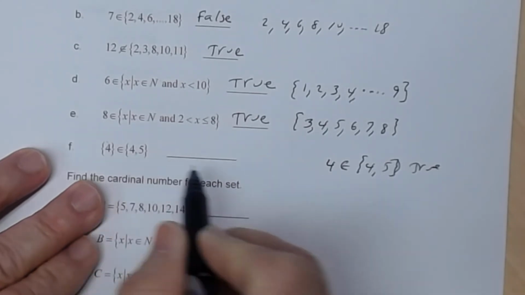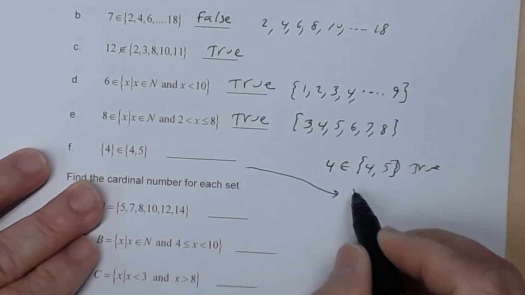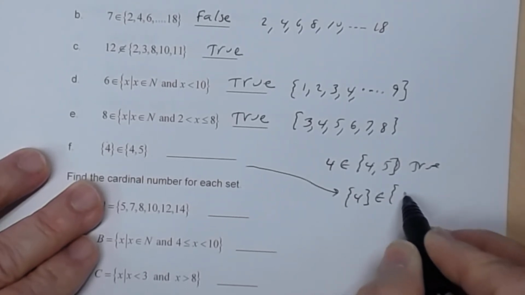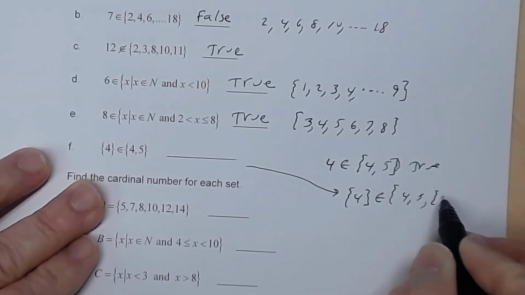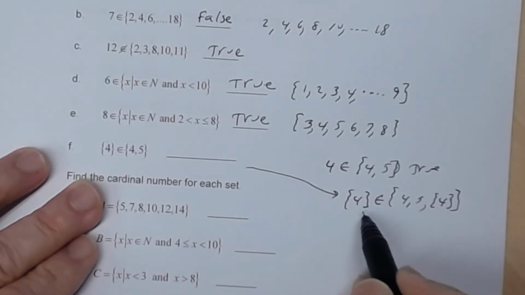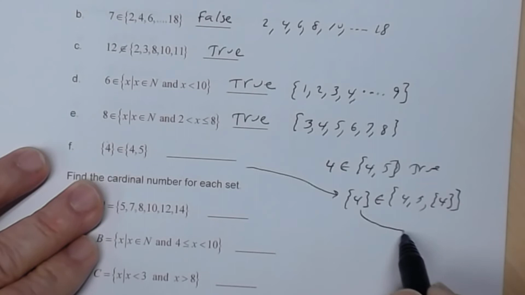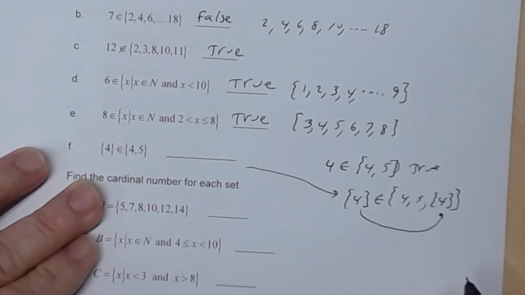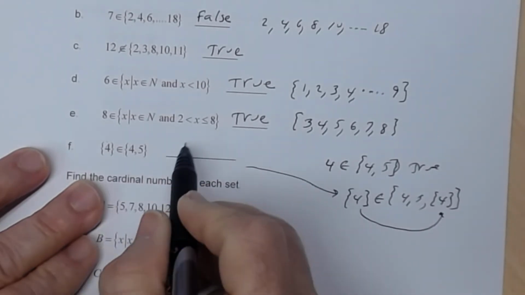If I were to see the set as an element, this is what it would look like. So if you had this, let's say, it would look like this: 4, 5, and then a set with 4 in it, like that. Then that would be a true statement. See, you see it here. You see this thing right here. So that would be a true statement. So this is false.